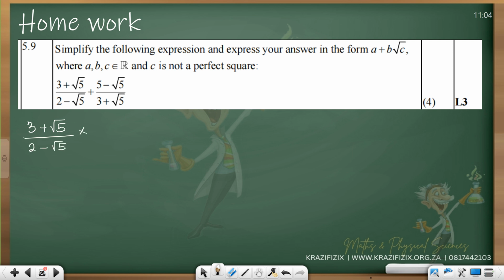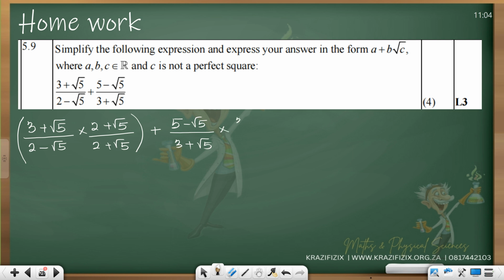Now, if I decide to deal with this one, I will then multiply, if you remember, by its conjugate. Now, this is this part. Plus, now let's do the second part. 5 minus root 5. This is just one of the ways.